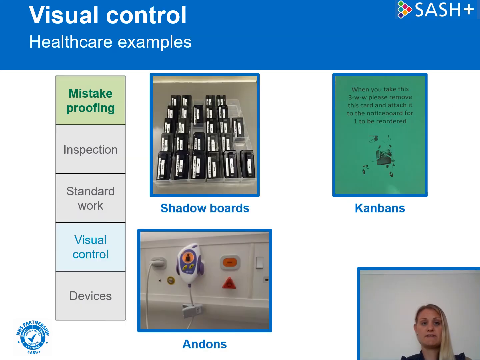So these are some healthcare examples of visual controls. So shadow boards. A shadow board has been used in pharmacy here so that the bleeps that the staff use can be easily seen. So they can be seen which ones are there and which ones are missing. A Kanban is a visual cue that processes must begin. A Kanban can be useful for managing stock effectively. An andon is a warning light. So this is an example of a warning light outside a patient's bathroom when they're asking for assistance.